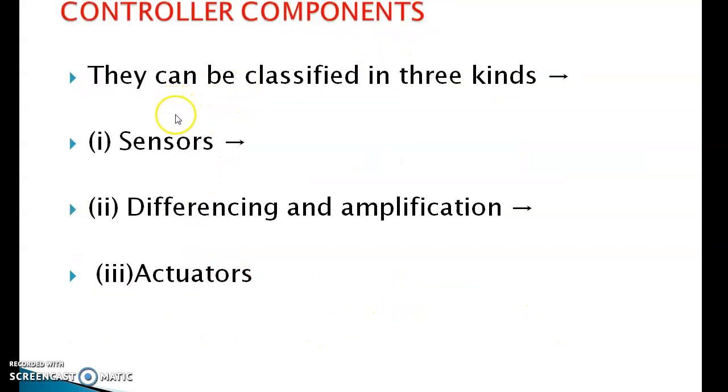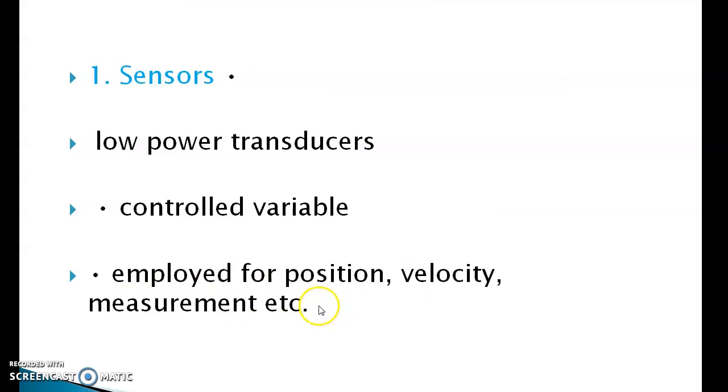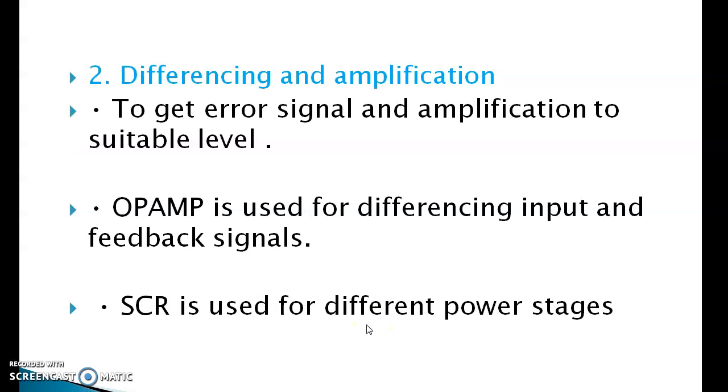Controller components can be classified into three kinds. First one is the sensor, second is differentiation and amplification, and third is the actuator. First comes the sensor: low power transducers, with the control variable employed for position, velocity measurement, etc.